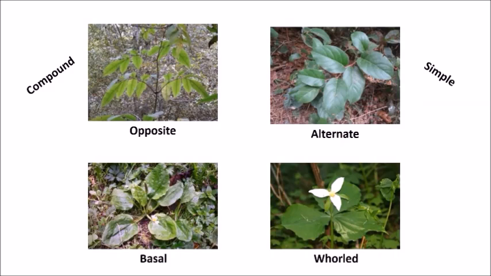You can also distinguish between simple and compound. So simple means that each leaf stalk has a single leaf on it. Compound means each leaf stalk has numerous leaflets on it. And so this elderberry here on the left, you can see that there's a stalk with 7 leaves on it.